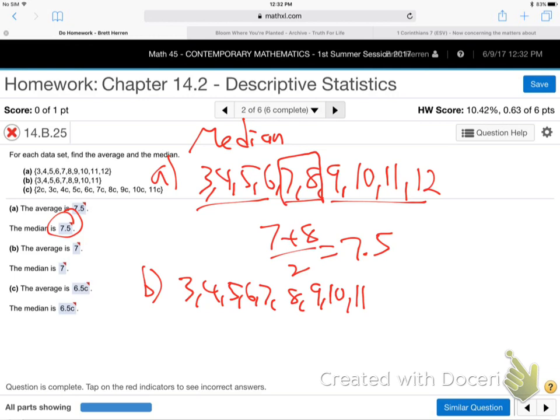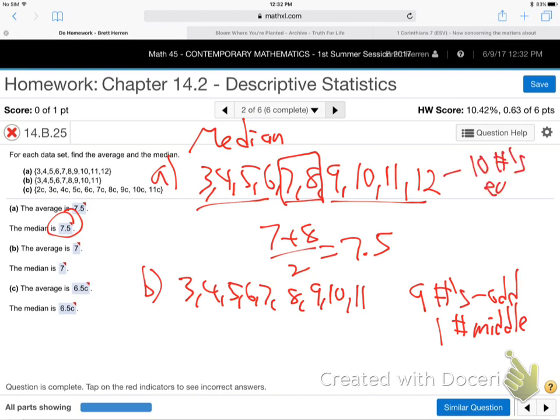How many numbers there? Yeah, 1 through 11, but we're missing 1 and 2. So 11 take away 2. 9 numbers. So is there 1 number in the middle or 2? 1, right? 9 numbers. It's odd. 1 number in the middle. You with me? And the last time we had 10 numbers, which is even. So we had 2 numbers in the middle. Good?